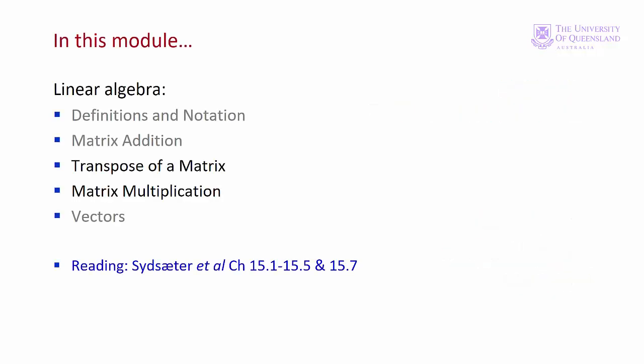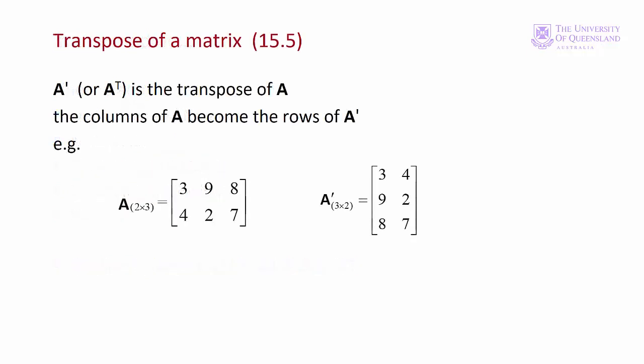We start Module 2 with a simple concept, the transpose of a matrix, then move on to something a little bit more complex, that is, matrix multiplication. Taking a transpose of a matrix is an operation that involves changing the rows into columns and vice versa.